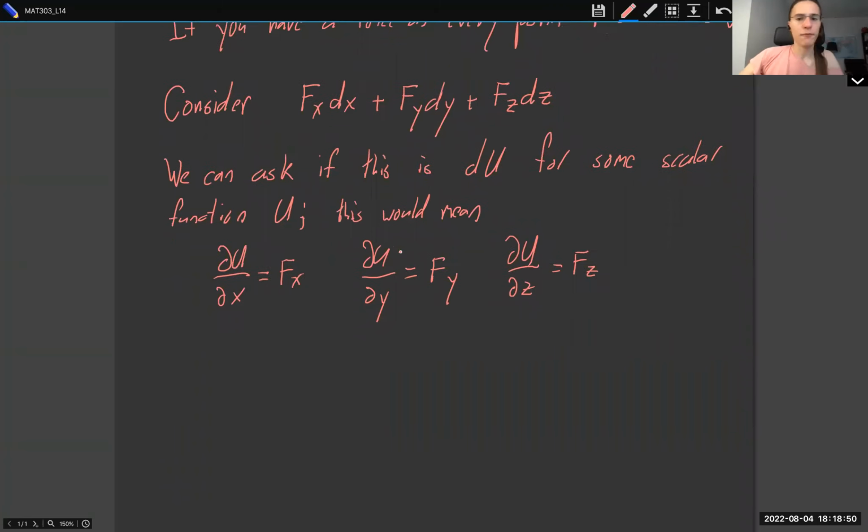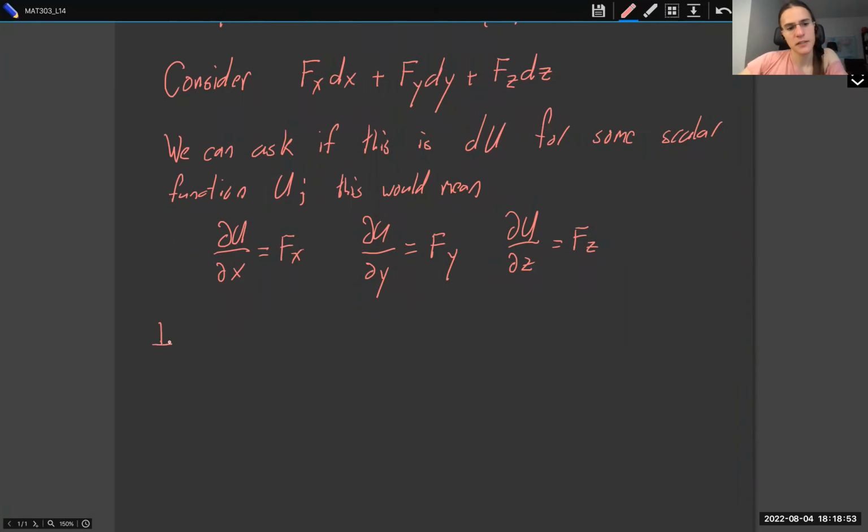Now, if such a function exists, then negative u is the potential of the field F. And the field is then known as conservative.